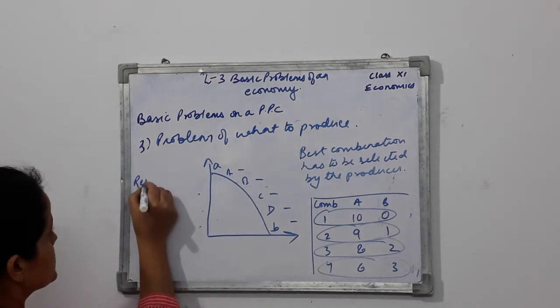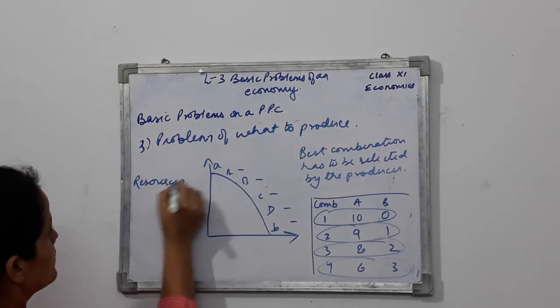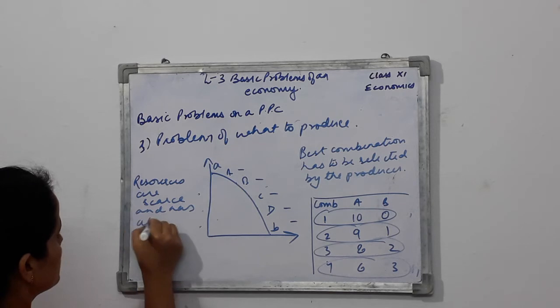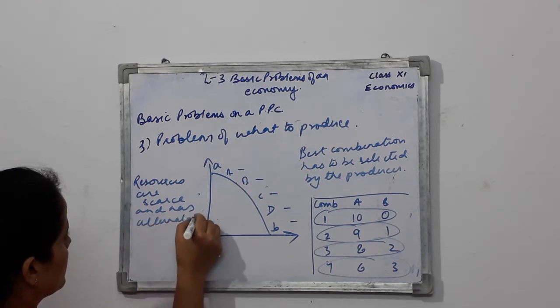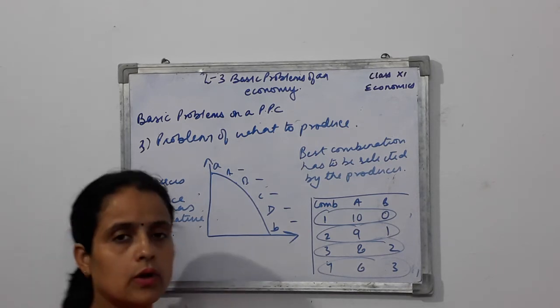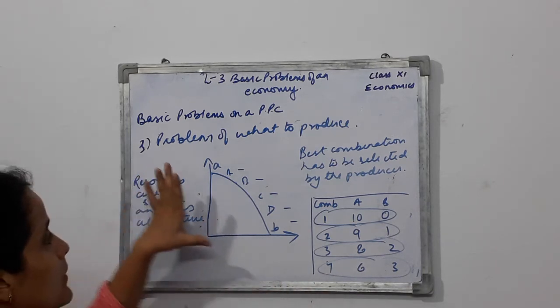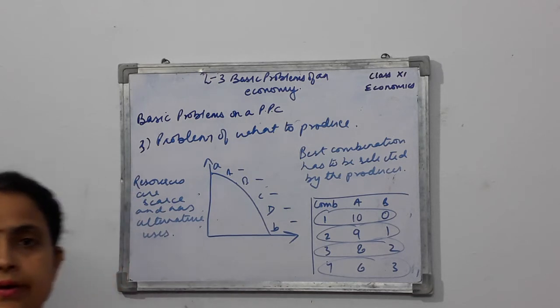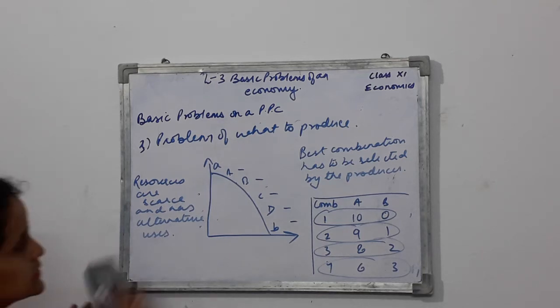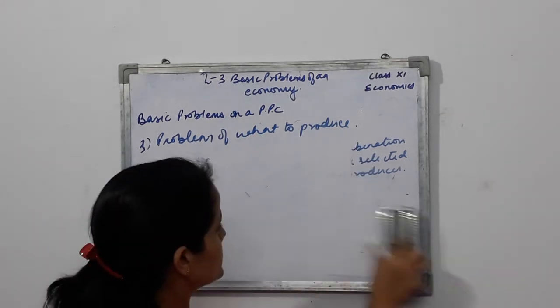Resources are scarce. The major problem is that resources are scarce and have alternative uses. Only due to this problem do all the basic problems arise, right? Next is the problem of full and efficient utilization of resources.